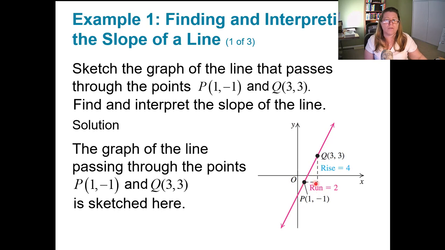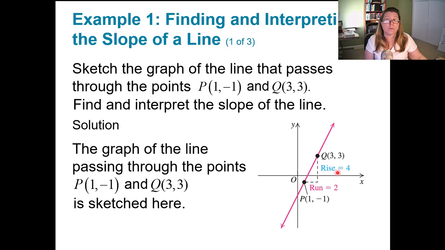When we run over 2, we're going to rise 4 to get over to the next line. So we can create a little right triangle between the points. Technically, mathematically, we've already done our formula. We decided we had to go over 2 to the right to get to this 3 in Q, and then we had to go up 4 from -1 to 3 to find the line again.